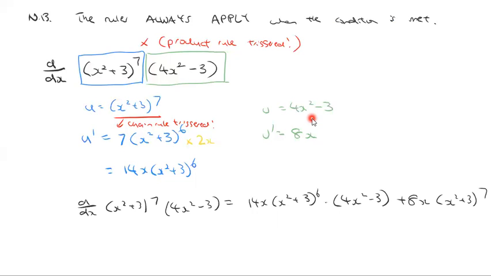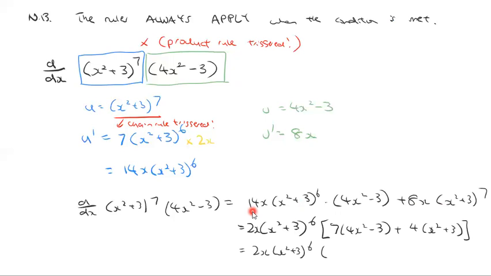And we don't really need to expand that. Just as a tip, especially when you use the product rule, a lot of the time you don't need to expand and look more for factorization. So you can see (x squared plus 3) to the power of 6 here, and you've got (x squared plus 3) to the power of 7. So take out power 6. You've got x here and x here, and 8 and 14 both have 2x going into them. That leaves you with 7 times (4x squared minus 3) plus 4 times (x squared plus 3), which is then much easier to simplify. Does that make sense?